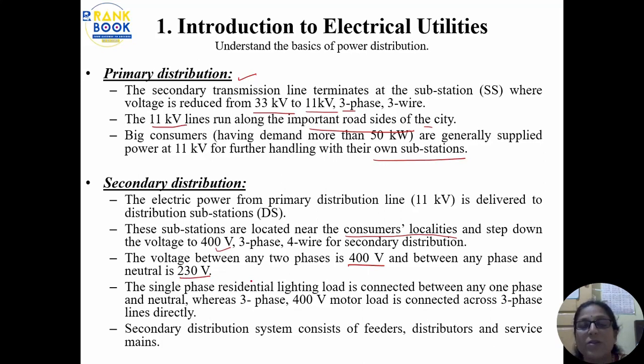So this is for domestic purpose, and for little bit higher consumer localities, the single phase residential lighting load is connected between any one phase and neutral, whereas 3 phase 400 volts motor load is connected across 3 phase lines directly. And the secondary distribution system consists of feeders, distributors, and service mains.